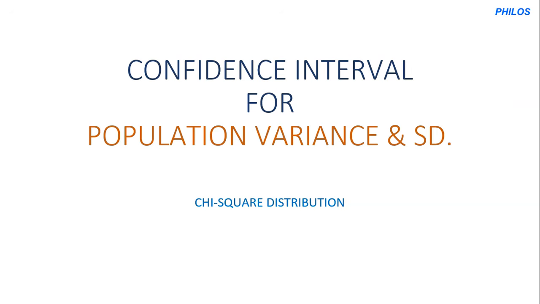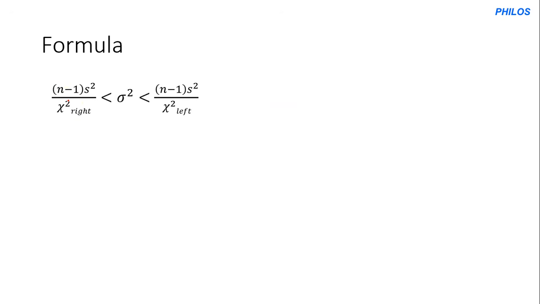That's the chi-square distribution. So the formula we are going to use is (n-1) multiplying s squared divided by chi-square right, less than sigma square, less than (n-1) multiplying s squared divided by chi-square left. Remember that the symbol for population variance is sigma square, and the symbol for sample variance is s square. And this particular one that looks like an x with a square, we read it as chi-square. So this is chi-square right and this is chi-square left.